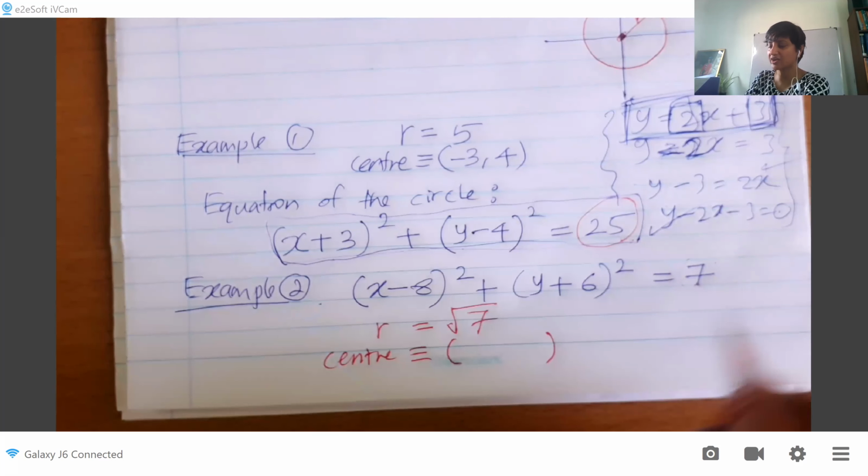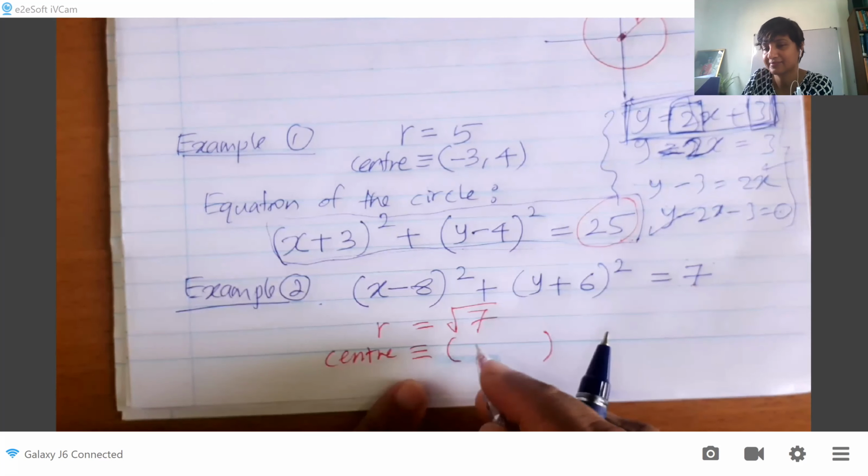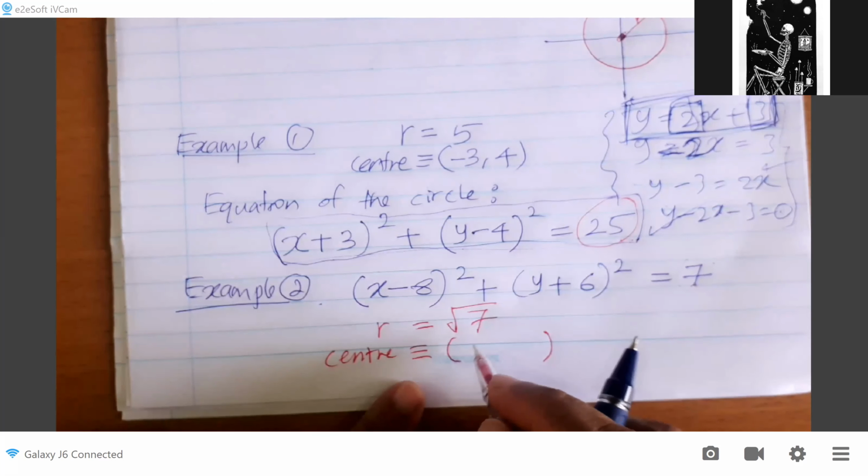And the center coordinates are 8 comma minus 6. 8 comma minus 6. Very good. 8 comma minus 6. Okay, good, great. Then let's look at the next form.